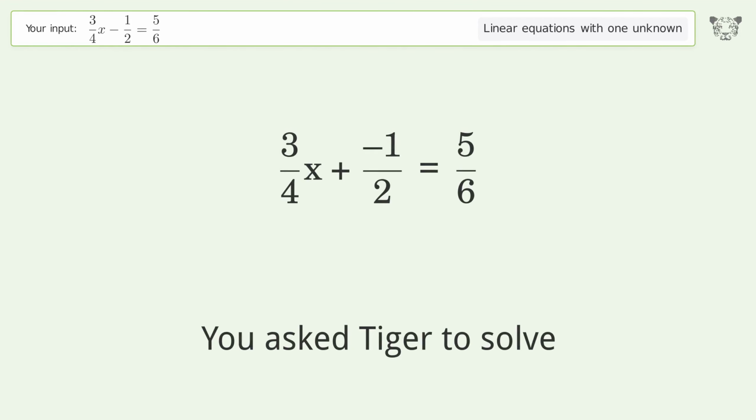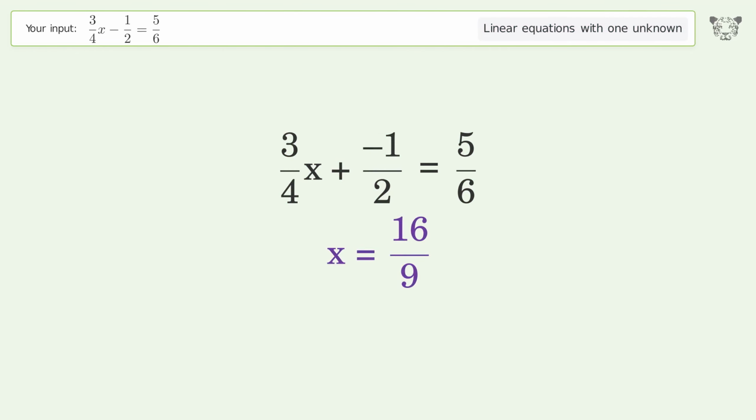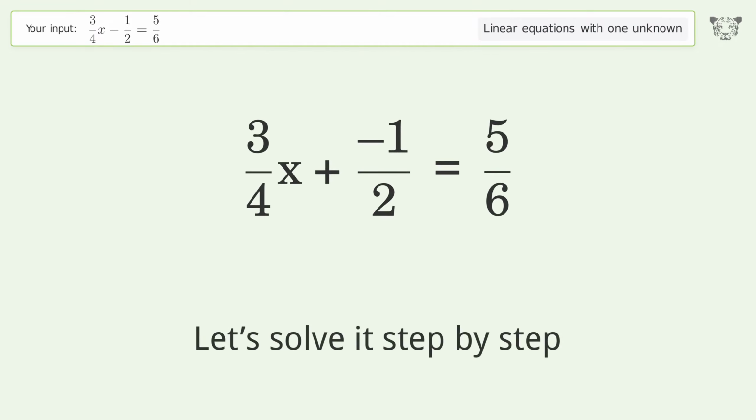You ask Tiger to solve. This deals with linear equations with one unknown. The final result is x equals 16/9. Let's solve it step by step.